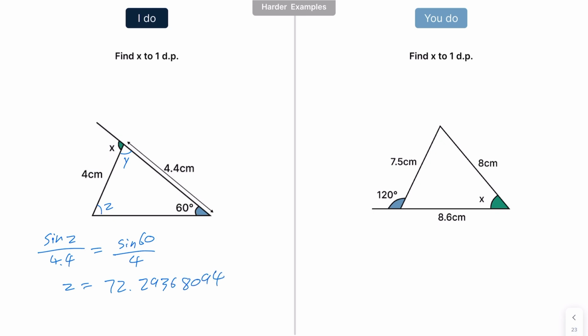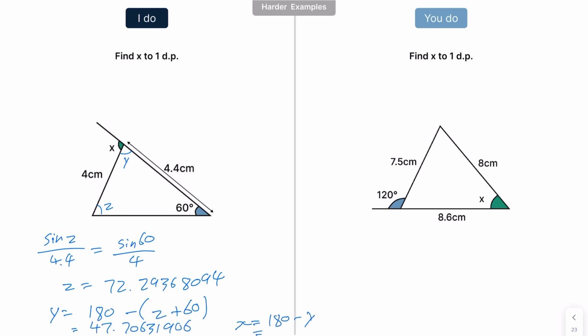And I can use that to find y because angles in a triangle add up to 180. So y is going to be 180 take away z plus 60. So if I just add 60 to that, take it away from 180, take away the answer, that gives me y as 47.7063196. And remember, x is just going to be 180 take away y.